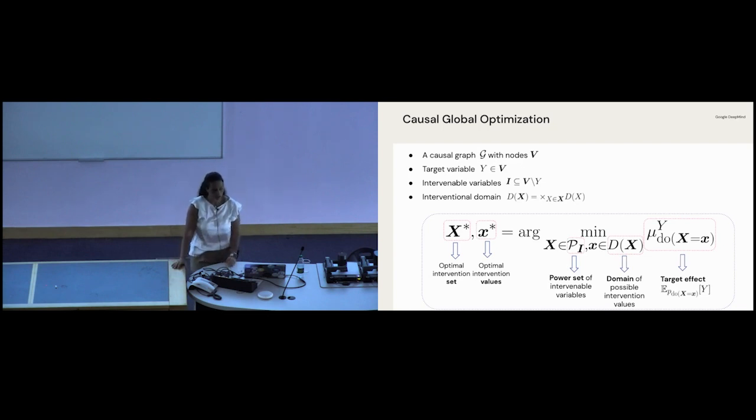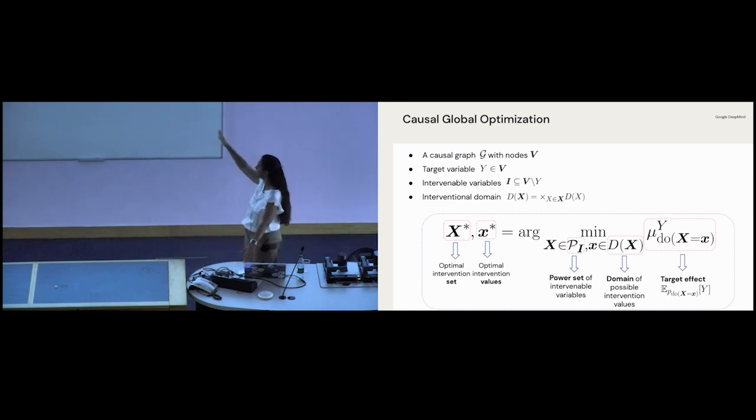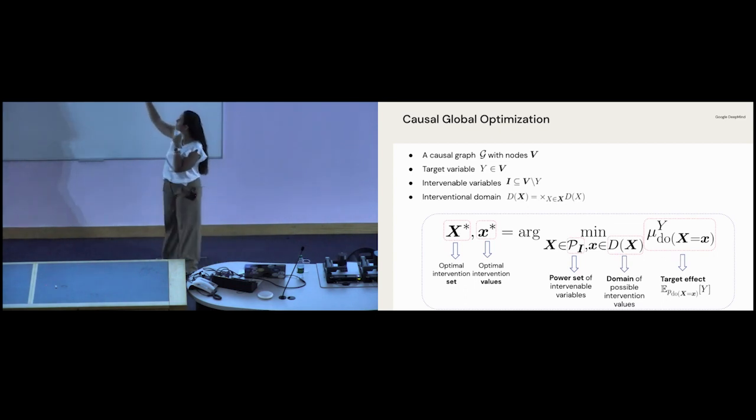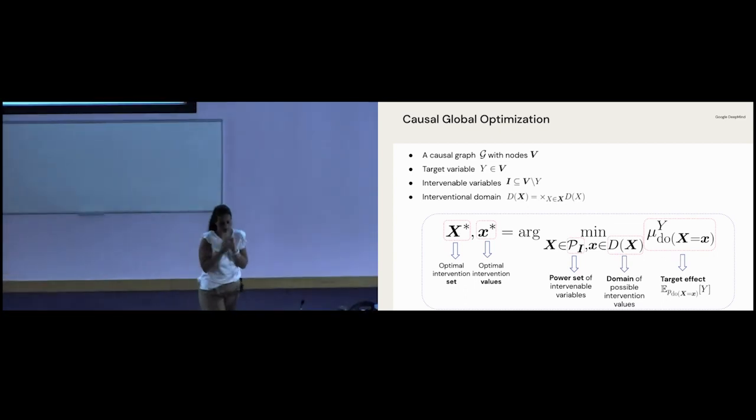So what we want to do in a causal global optimization is find the optimal intervention set, capital X star, and the optimal intervention level, the small x star, that are minimizing, but it could also be maximizing, the target effect. This target effect, which I'm going to call mu, is the expectation of Y under the interventional distribution, the distribution that we were looking at before, P of Y given do(X). This is just the expectation of this variable with respect to this interventional distribution. You might see it written also as the expectation of Y given do(x).